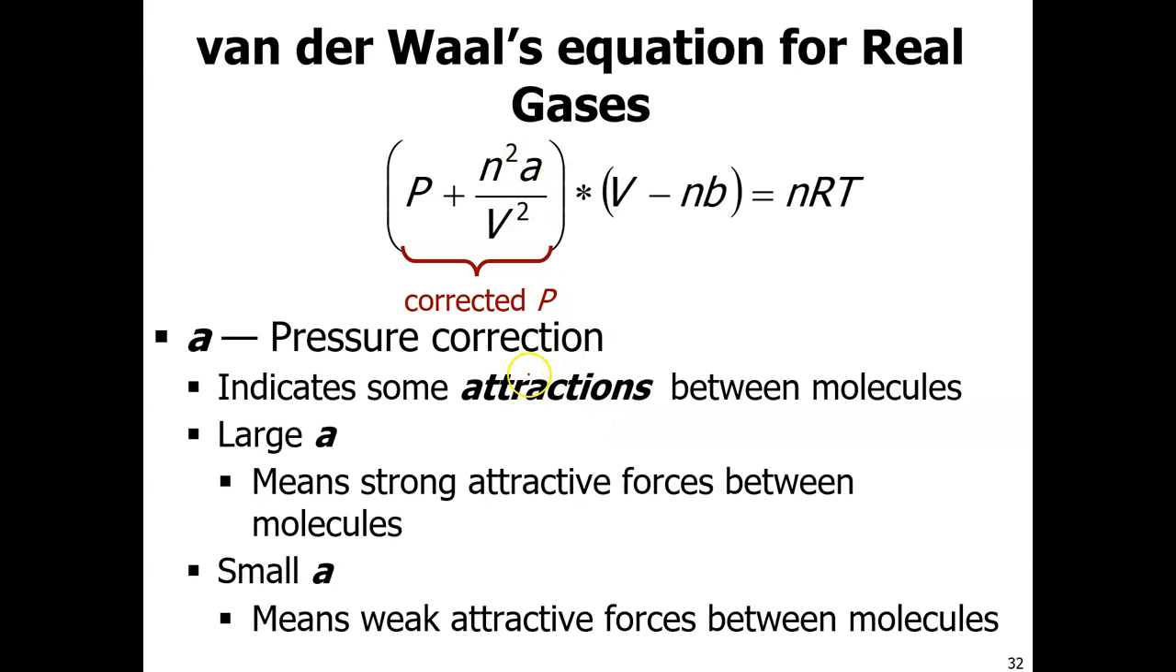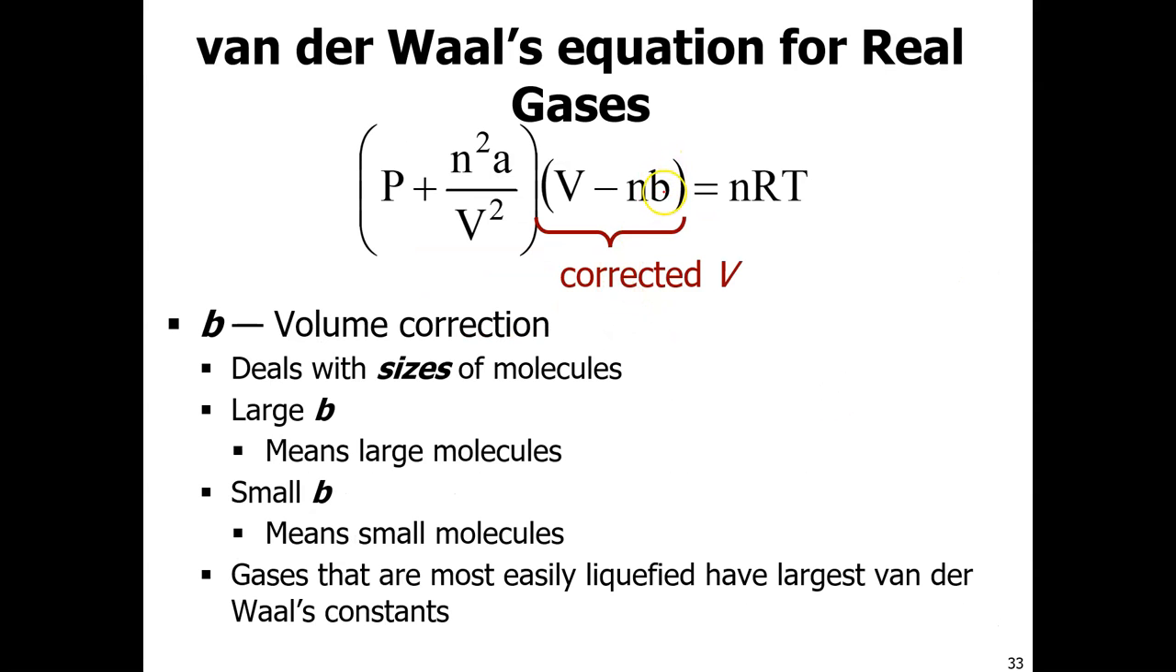Here we look at the pressure correction, and it indicates that there are attractions between molecules, between large molecules. And if you have a small a versus a big a, it's looking at there's a strong attractive force versus a weak attractive force. So we're looking at attractive forces here. If we're looking at b, the correction for b, it's looking at the size of the molecule. So if you have a really big b, that means you have a large molecule. You have a small b, it means you have a small molecule. So gases that are most easily liquefied have the largest van der Waals constants, which means that they are going to be able to attract each other and condense into a liquid.